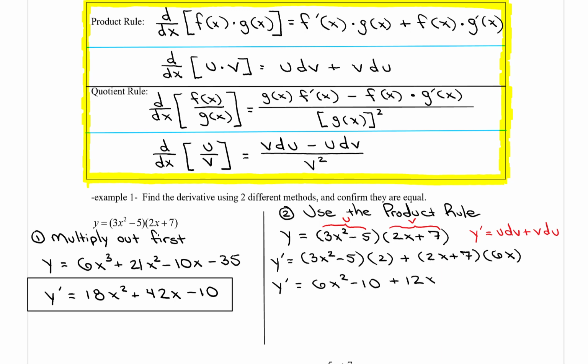I have boxed in that derivative, and I have drawn an arrow pointing at each of my two derivative answers so that you can see that we got the exact same answer, and I wrote down the words same answer next to my arrows here.